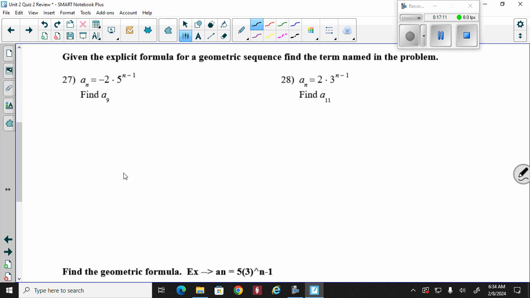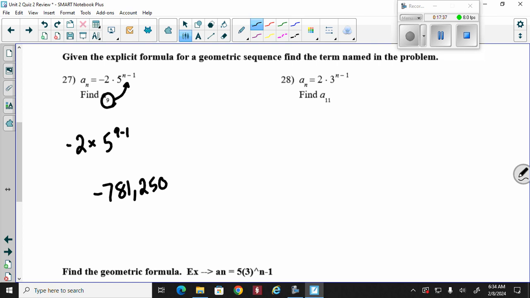So question number 27, very simple. I'm giving you my formula, and I'm saying, find the 9th term. Literally take 9, plug it in for n, and it becomes -2 times 5 to the 9 minus 1 power. Of course, you would never raise it to the 9 minus 1 power. You would raise it to the 8th power because sometimes your calculators might do weird things. So go ahead and mentally solve everything if you can before plugging into your calculator.